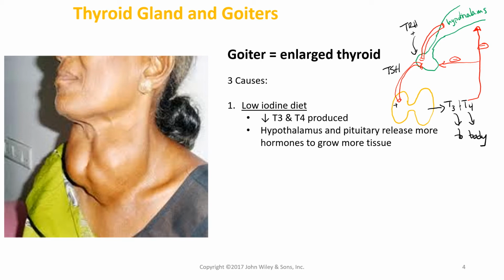T4. But if you're not getting enough T3 and T4, you're not going to slow down this system. So you lose that negative feedback loop. So the body, the hypothalamus and the thyroid stimulating hormone keep telling the thyroid to make more and more and more. And that's why we get this big old goiter.